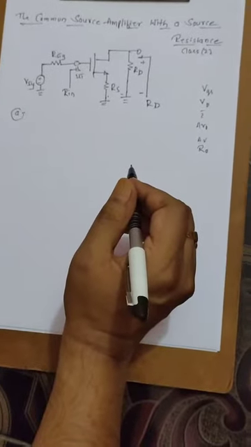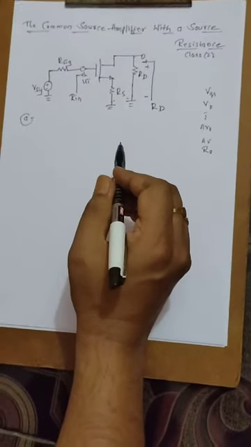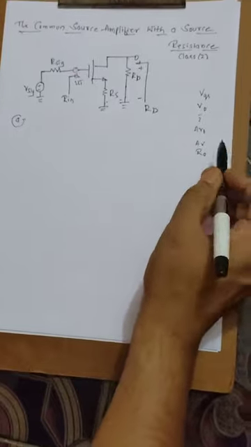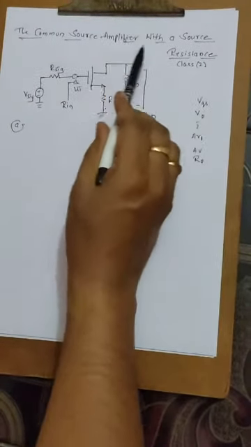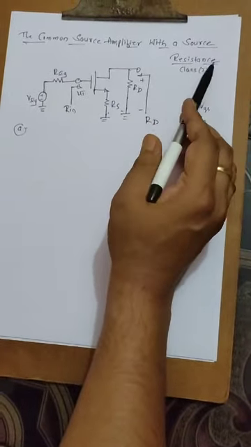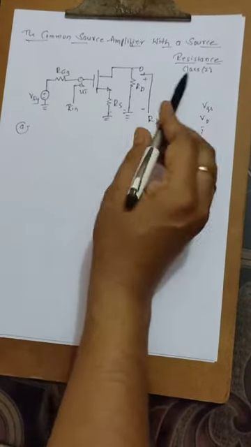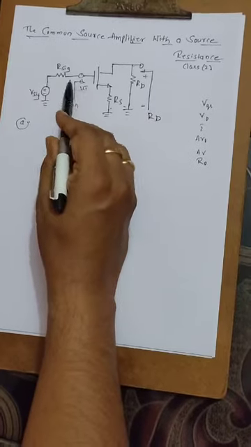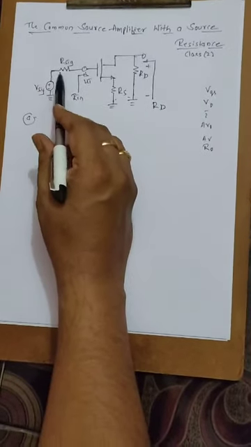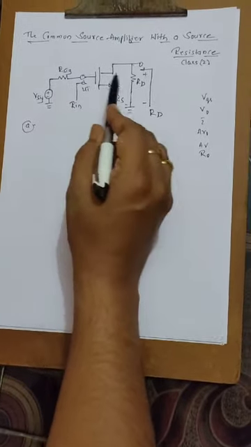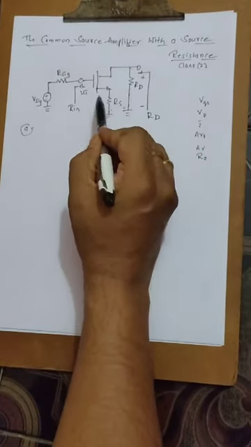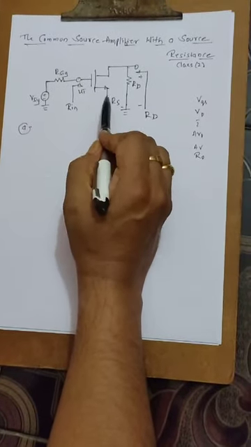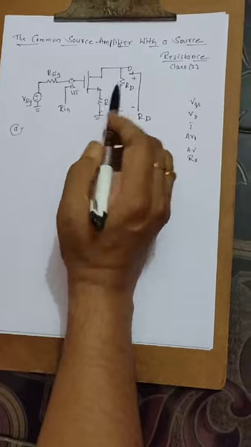In the previous class, we have studied the common source amplifier and some of the different parameters. In today's class, the common source amplifier with source resistance will be studied. It is similar to the previous circuit we drew in the previous class, applying a signal voltage with the internal resistance R signal, and now we are adding a source resistance to the source terminal.